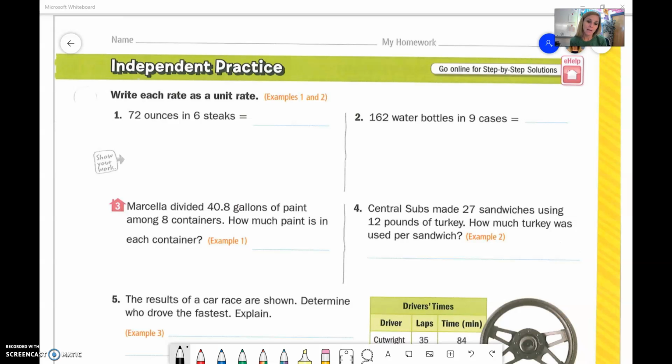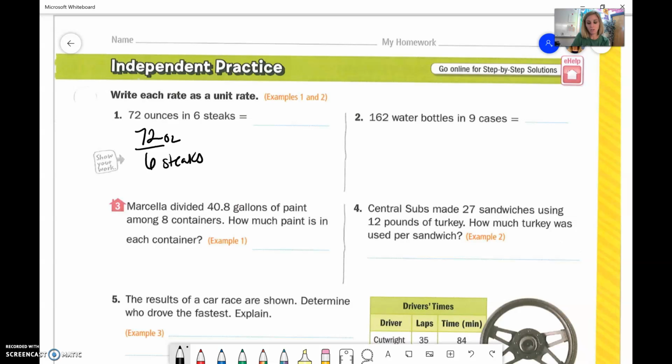So on page 35, again, I'm looking at my notes. So see, sometimes I make mistakes when I look at my notes to go into my book, as the last video showed if you watched that one. So 72 ounces in 6 steaks. So we're going to go ahead and write 72 over 6, and you can write ounces in steaks.